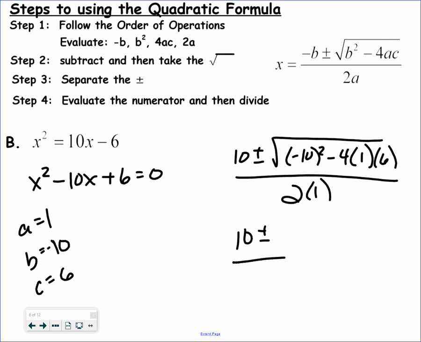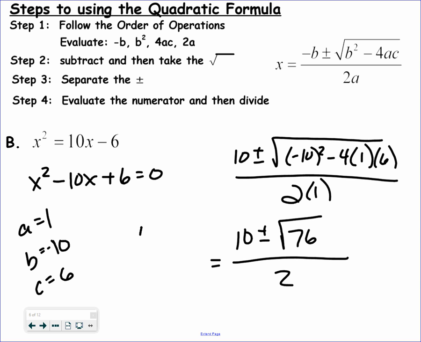The hard part is what's known as the discriminant. It's the stuff under the radical. So 100 minus 24, and I'm going to get 76. All right, so now here's where things get a little bit more complicated. The square root of 76 is not an integer. It's a decimal. It's 8.72.